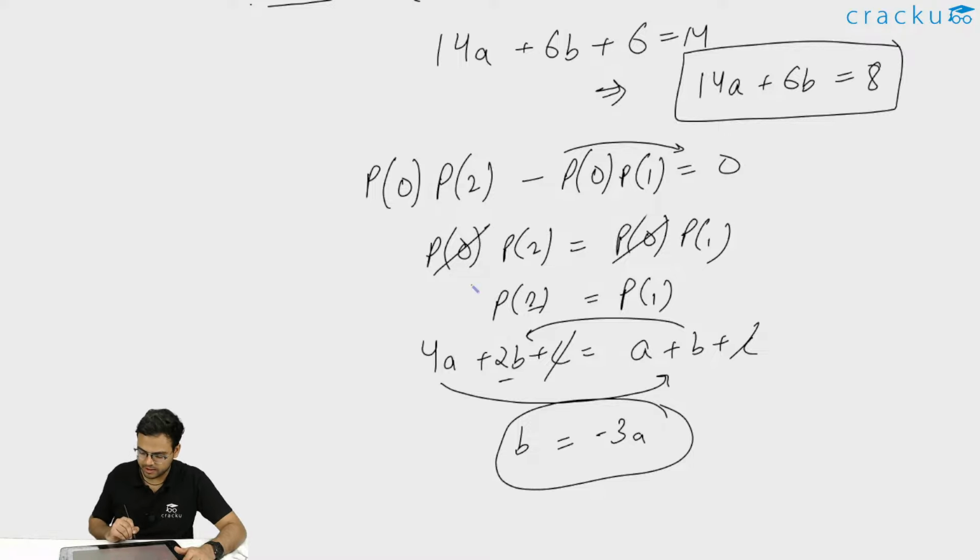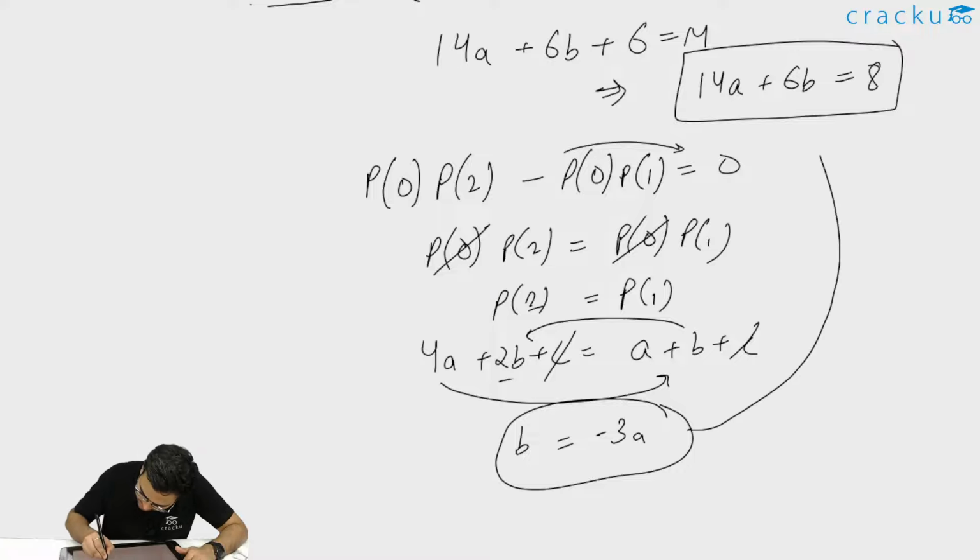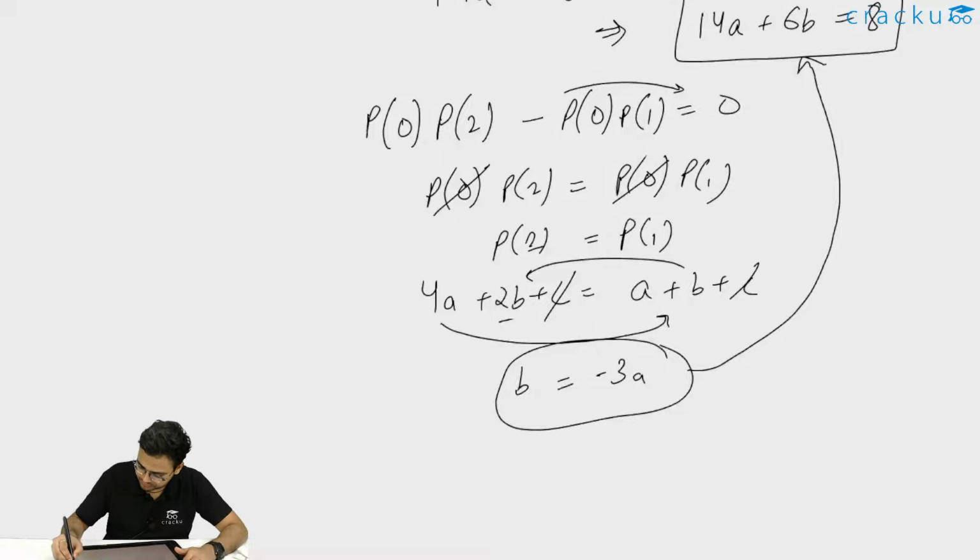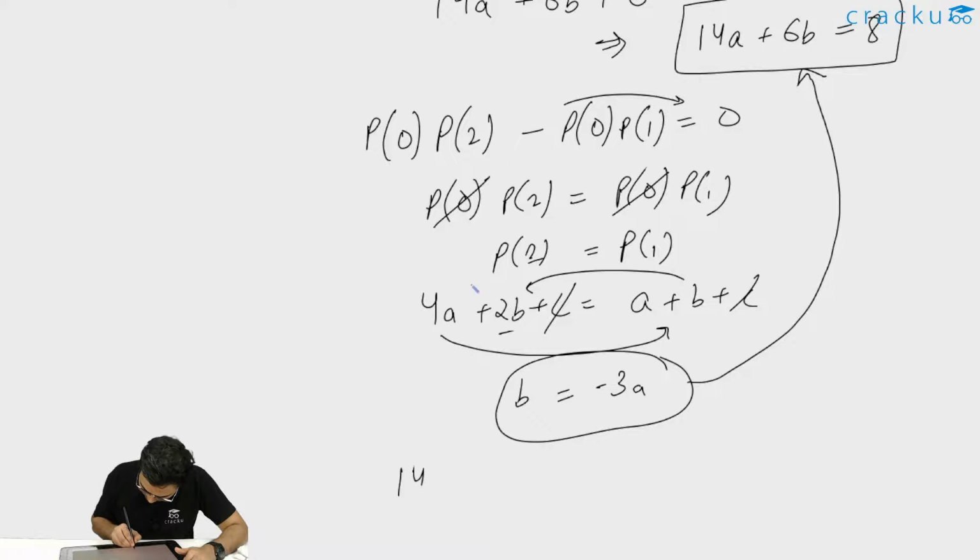So b is equal to minus 3a. This b equal to minus 3a, I will put in this equation, 14a plus 6b equal to 8. So what will happen? 14a plus 6 into what is b? b is minus 3a, is equal to 8.